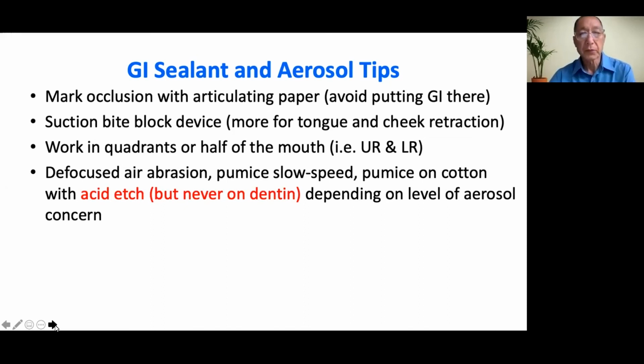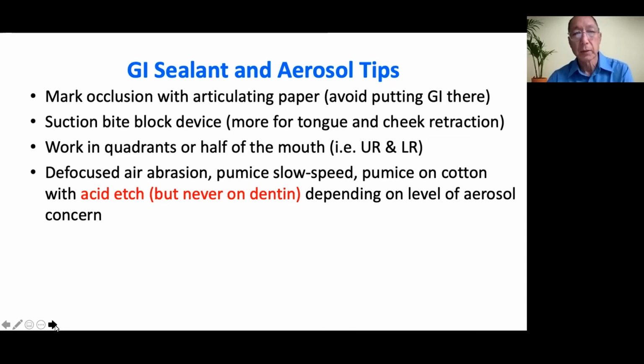To clean the surface is very important, especially the pits and fissures. My favorite is defocused air abrasion, followed by a slurry of pumice on low speed. And during the age of COVID, a lot of us became creative, and a lot of people were using a slurry of pumice mixed with a little acid etch. Never ever use acid etch on dentin because it removes mineral, leaves collagen, and glass ionomer has no chemical bond to collagen. So that trick is only when there's enamel, especially on the pits and fissures.